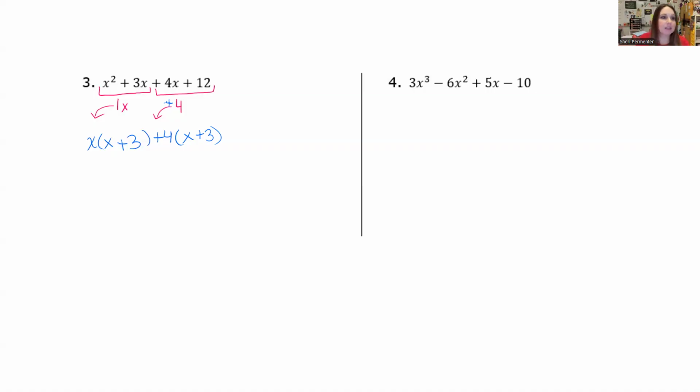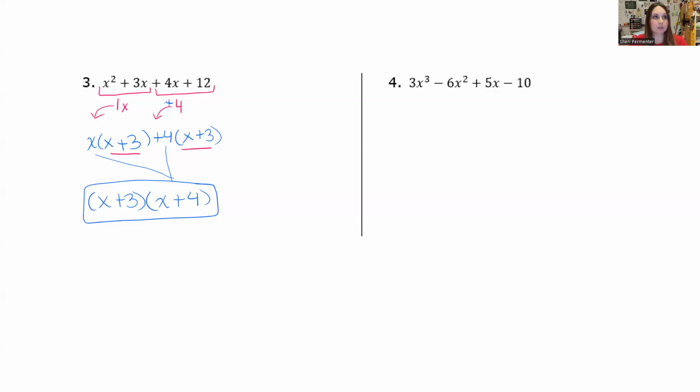And I did. So 2 sets of parentheses that are exactly the same. That's my GCF. I write it one time out in the front, so I write x plus 3. And then I write down what's left, x plus 4. The x plus 3 came from my GCF, and the x plus 4 came from what was left.